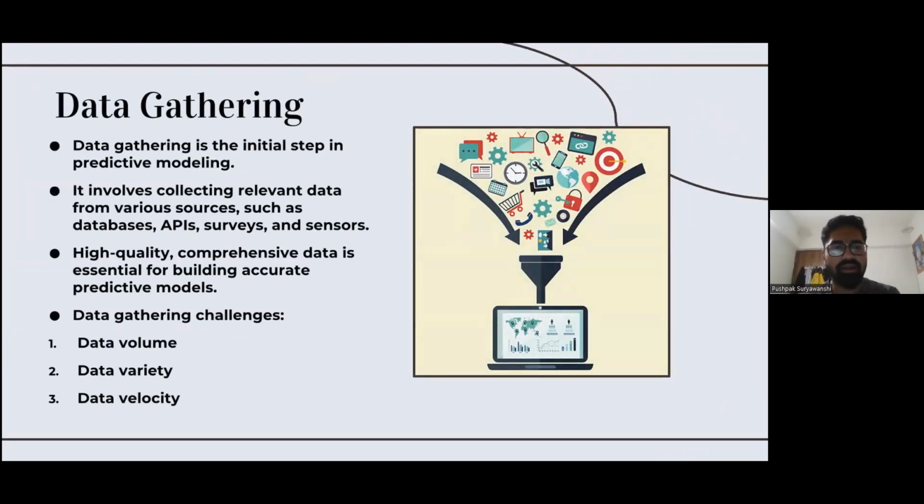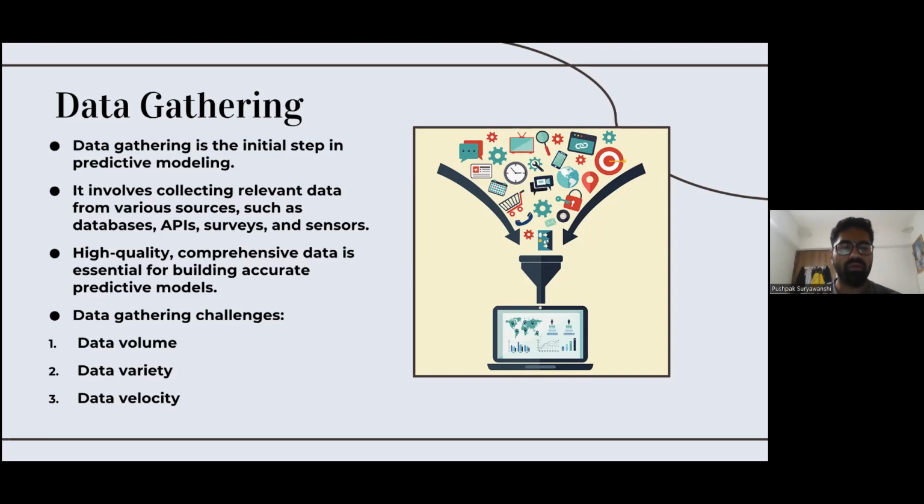So the first task is data gathering. What is data gathering? Data gathering involves collecting relevant data from various sources such as databases, APIs, Excel files, text files, surveys, and also sensors. It can be of many types, such as Excel files or images, videos, etc. It involves data collection from various sources, so it is a little bit time consuming step. For optimal performance of the machine learning algorithms, we need high quality data.